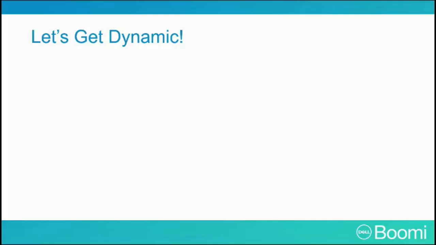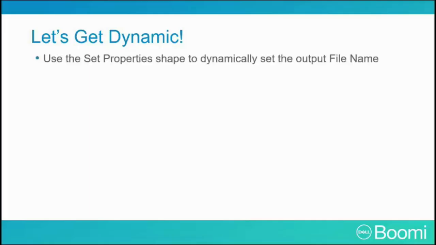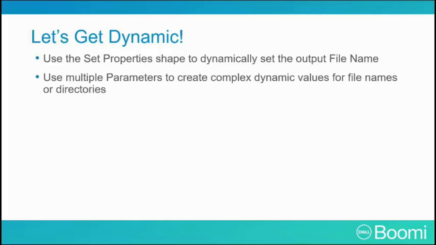We now created the XML profile, so we can use this profile to dynamically reference its data elements. We learned how to use the set property shape earlier, so let's set a dynamic output file using the set property shape. We use multiple parameters to create complex dynamic values for file names or directories. As we'll soon show, one method is to use a profile element. Let's learn how to use these elements within the document to dynamically set a file name so our process makes more sense.